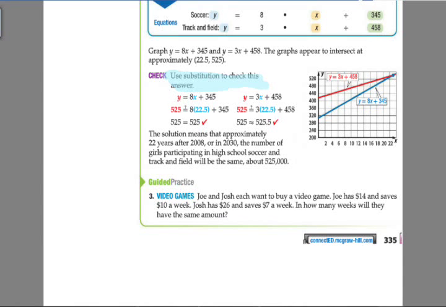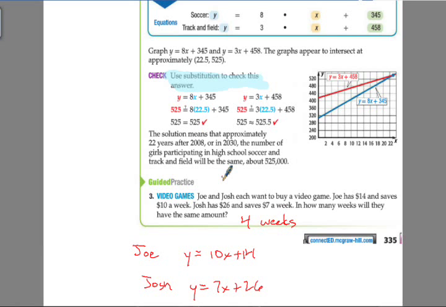All right, you've unpaused. Hopefully you got 4 weeks. Okay, if you didn't get 4 weeks, let's take a look at some equations. Joe: y equals, he has $14 and saves 10 a week, so 10x plus 14. And then Josh has 26 and saves 7 a week. So here are the equations. If you didn't get 4 weeks, go ahead and try those again. See if you get 4 weeks now.